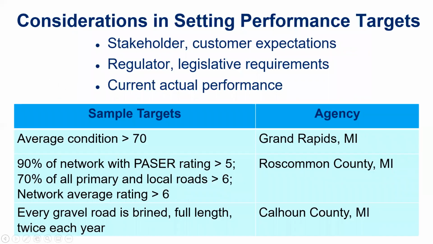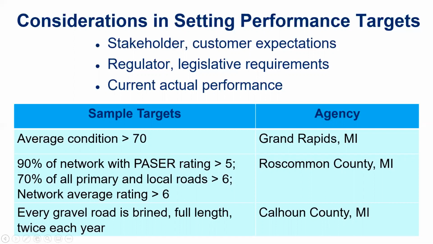Let me give you some sample targets here. And really, what we're looking at are performance measures and performance targets. So the performance measure would be the condition of the roadway. And this is Grand Rapids, Michigan. Their performance measure was the condition of the roadway. Here it looks like they're using a pavement condition index, a rating of 0 to 100. Their target is to have an average condition greater than 70.